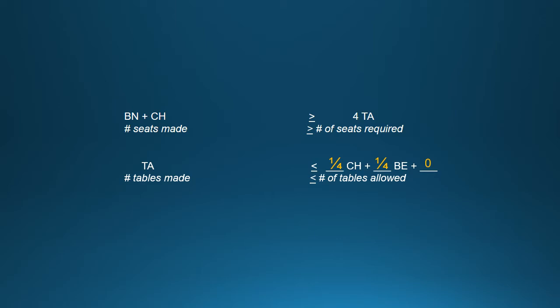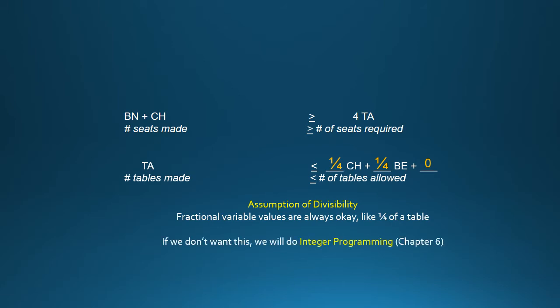Now, in order to get this answer, you have to be comfortable with something called the assumption of divisibility. It's something that you always assume when you're doing a linear program, and basically it says that fractional values of variables are always okay, like a quarter of a table. So we can say that 1/4 of a table would take 1/4 of the resources of a table and would sell for 1/4 of the money. In real life, of course, that's not going to be the case.